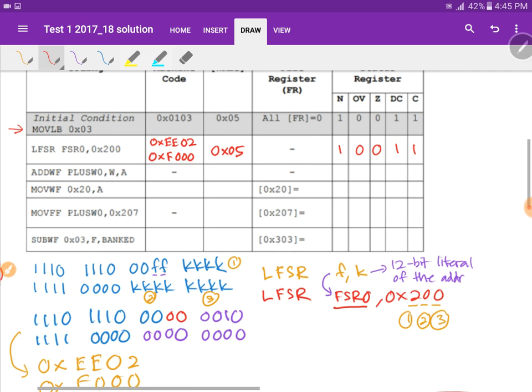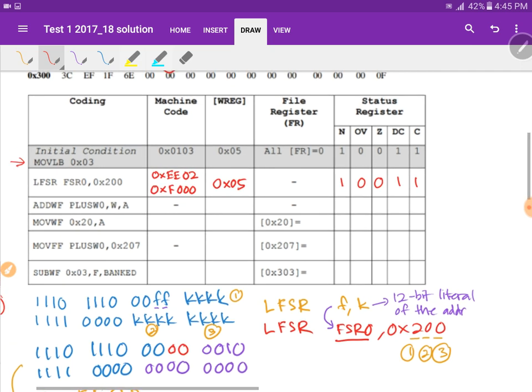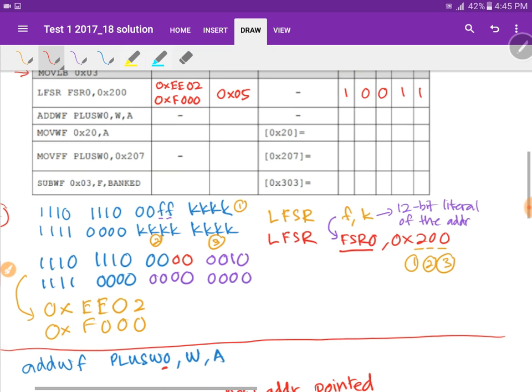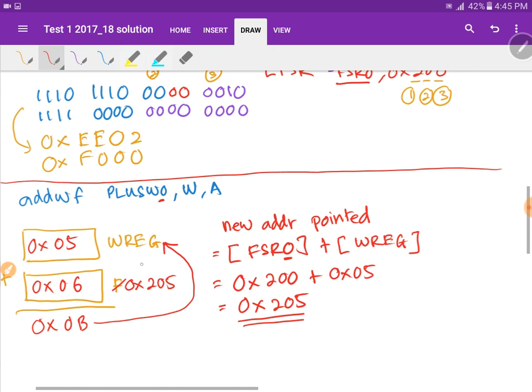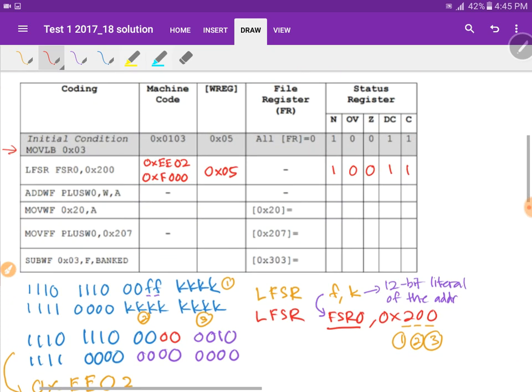So for this indirect addressing mode, there is no machine code, but you have to fill in the content of working register. The content of working register is the answer, because the destination is working register. So you have to load hex 0b into working register. So the value in working register will be hex 0b. The file register, this is not related.